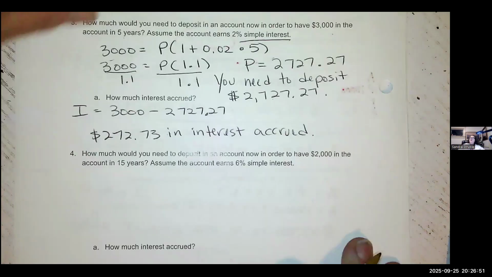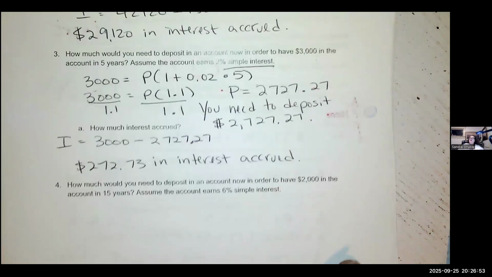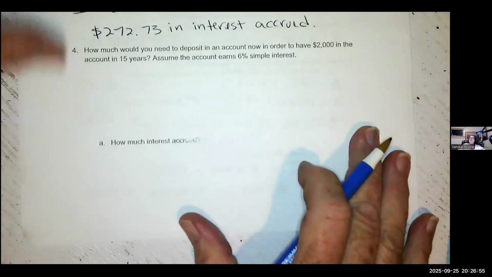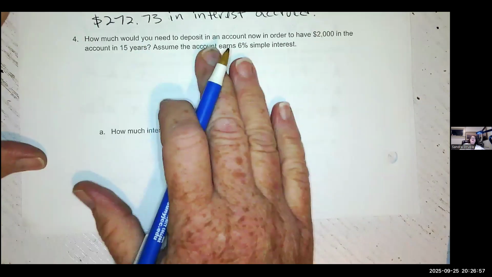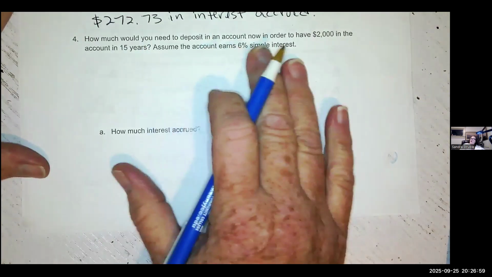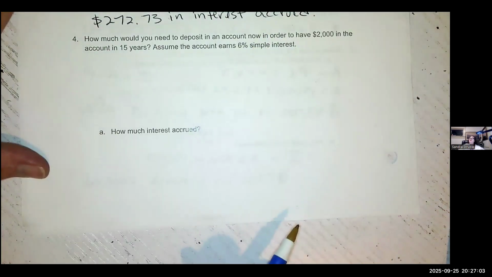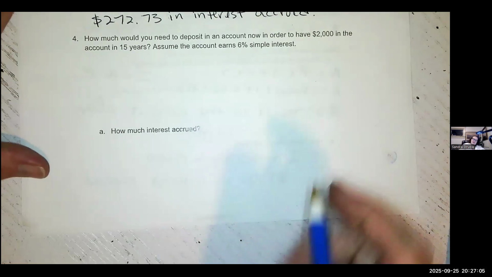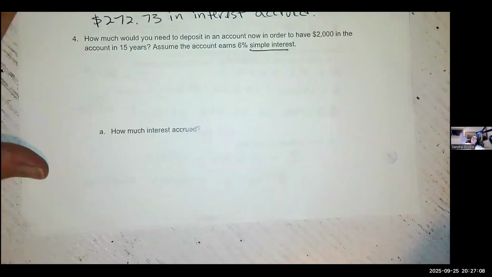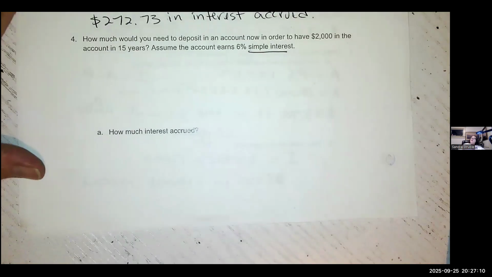Okay. So that one was solving for P. I'm sure the next one is as well. Let's see here. How much would you need to deposit again in an account now in order to have $2,000 in the account in 15 years? Assume the account earns 6% simple interest. So pause the video, go do this one, and then come back and see how you did.